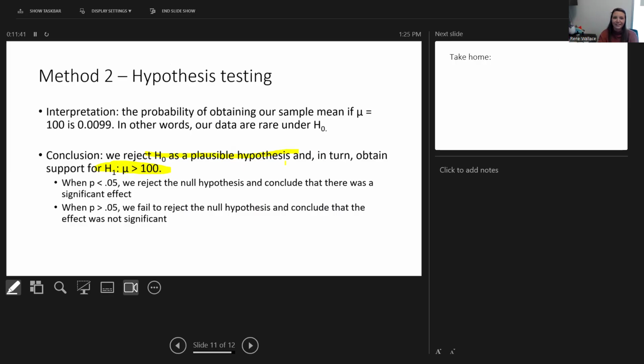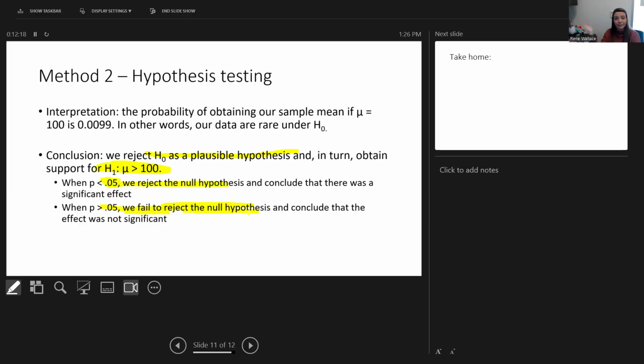How exciting is that? So when P is less than 0.05, we reject the null hypothesis and conclude there was a significant effect. But if P is greater than 0.05, we fail to reject the null hypothesis and conclude that the effect was not significant. So because what we got here is less than 0.05, we reject the null hypothesis. If we would have got a number here that was more than 0.05, we would have failed to reject the null hypothesis, which is the same as saying we're accepting the null hypothesis, but that's not how we say it in statistics or in psychology.